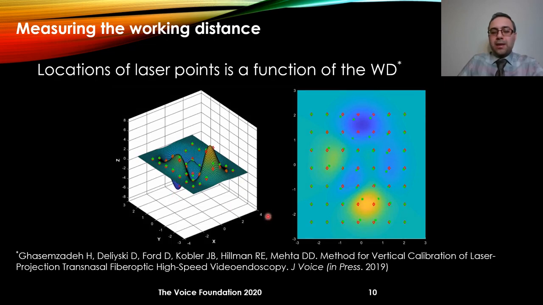So we see as this surface is changing its distance and as it is deforming, the position of these laser points is changing. And basically we can use that information for estimating the distance between each of these points and the tip of the endoscope. If you are interested to learn more about that, you can refer to this article that has already been published in the Journal of Voice.